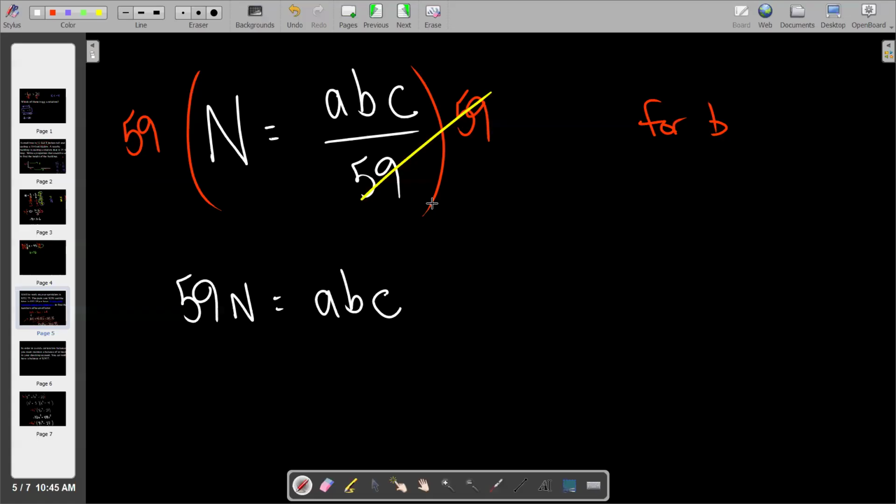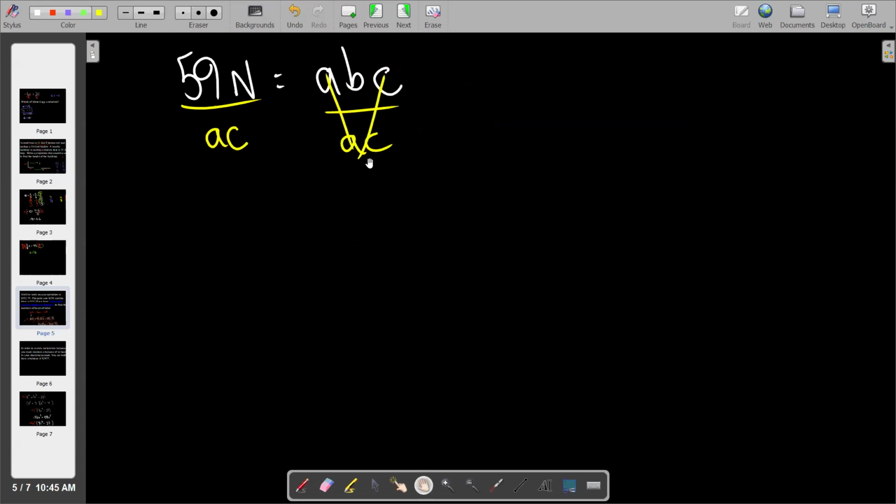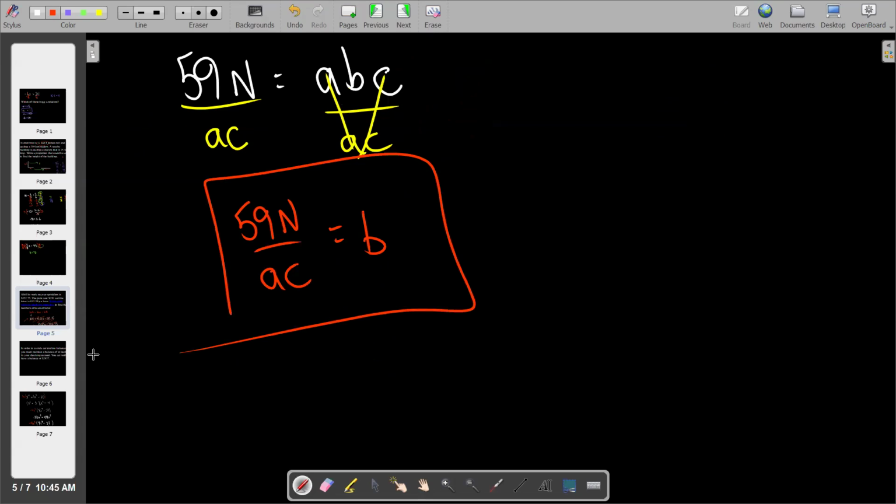So since we're solving for B, what do we divide by? AC. A and C. And we just do it at the exact same time like this. Divide by AC, and you're done. And then you just get B equals, well, whatever it is, 59n divided by AC. Put a box around it. Not bad. Good.